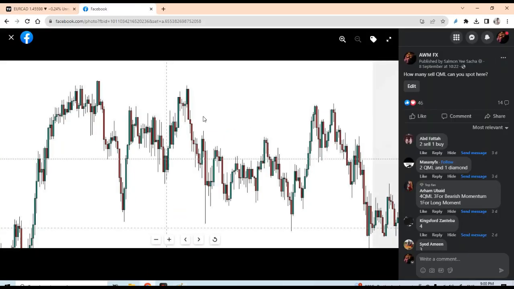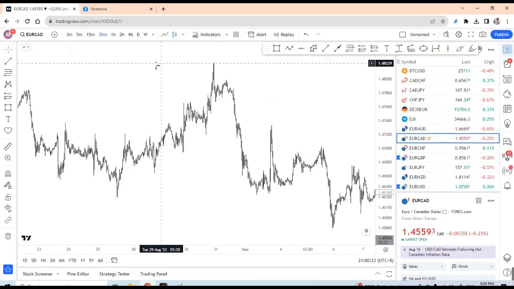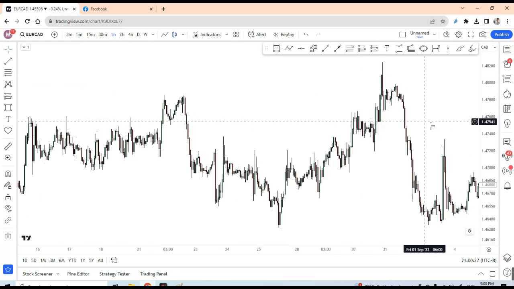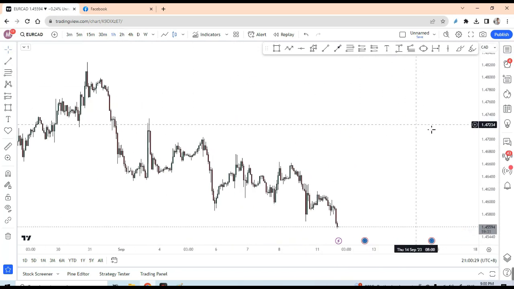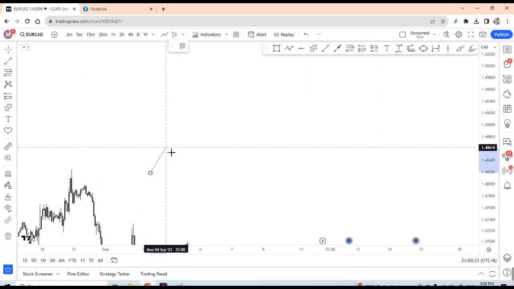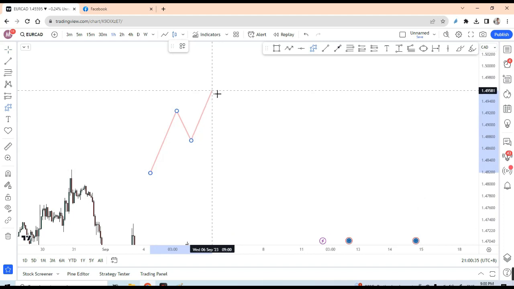Now the second question, I will share something very, very valuable with you guys. We are looking at Euro CAD. As you guys know, there are actually two types of QML. Just let me share with you. The first type is what we call a reversal.